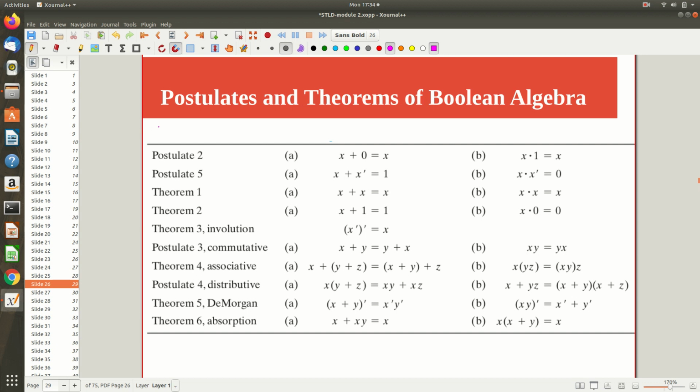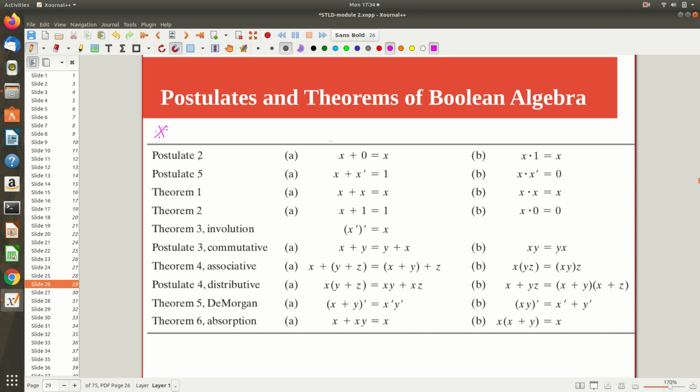So this is a very important table, right? It summarizes all the important theorems and postulates that we will use in the rest of our discussion. Any theorem that comes at any point in the future, you should remember. That is the requirement.